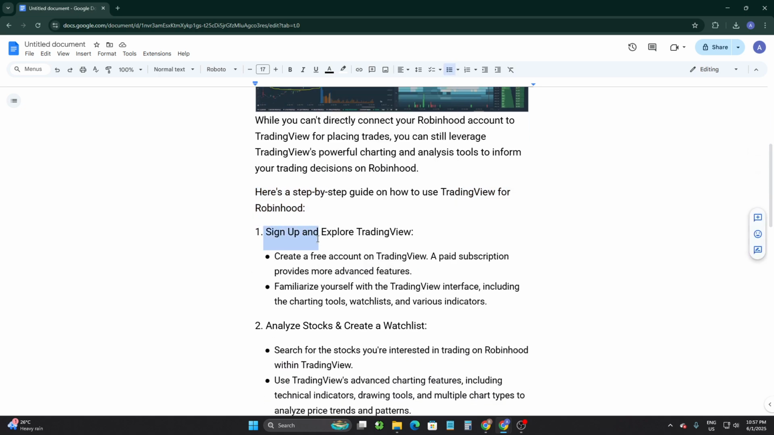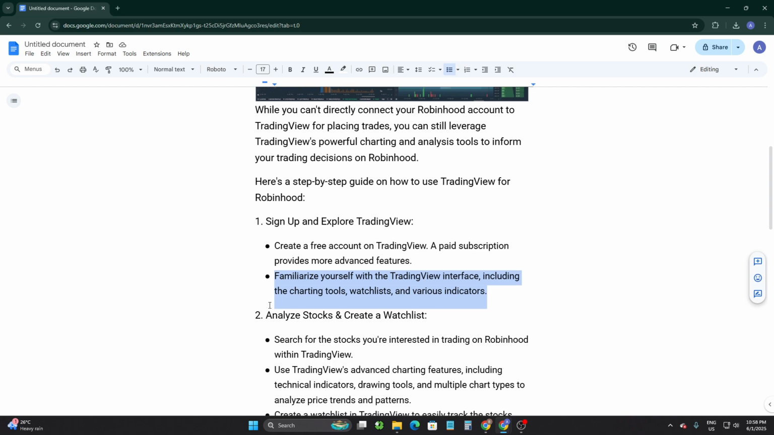First, sign up and explore TradingView. Create a free account on TradingView. A paid subscription provides more advanced features. Familiarize yourself with the TradingView interface, including the charting tools, watch list, and the various indicators.